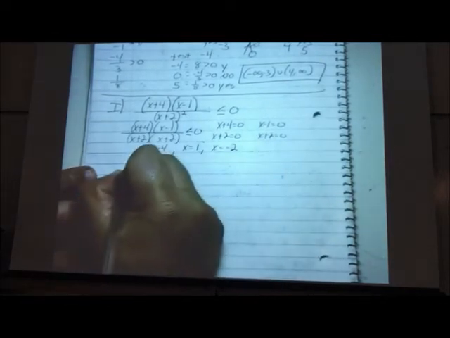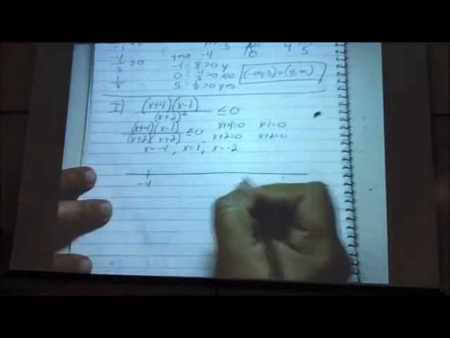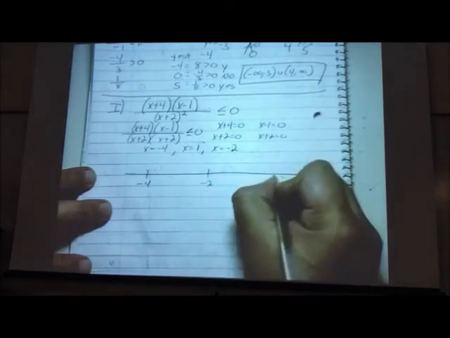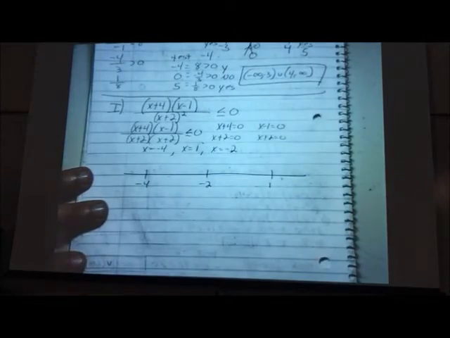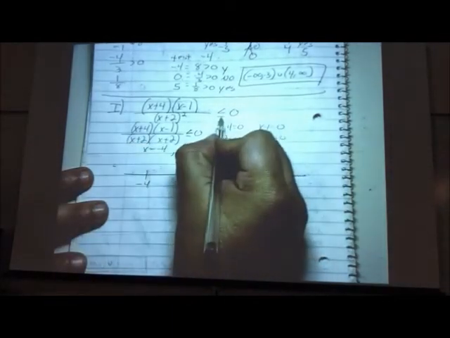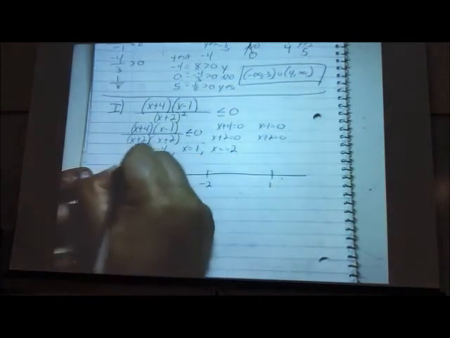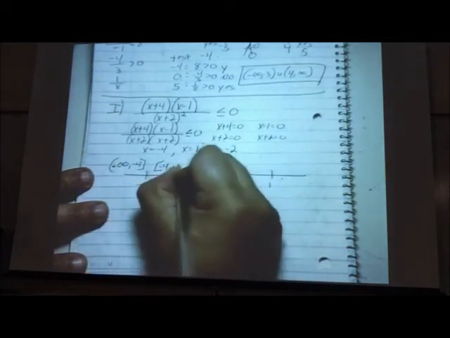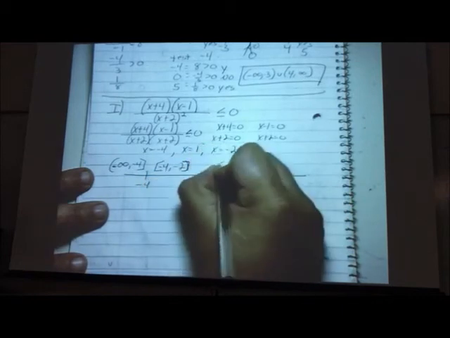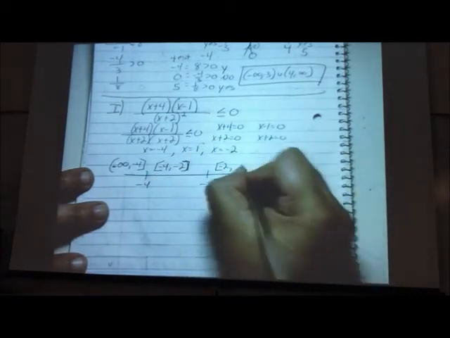Do your number line. Our smallest number is negative 4. Our second smallest number is negative 2. And our largest number is 1. Set your points. We're working with an equal to, so it's going to be negative infinity, comma, negative 4, bracket. Don't forget infinity has a parenthesis. Bracket negative 4, bracket negative 2, bracket negative 2, bracket 1, infinity, parenthesis.